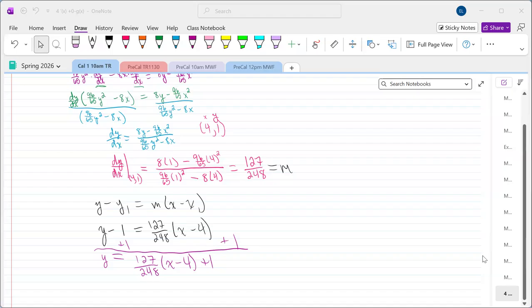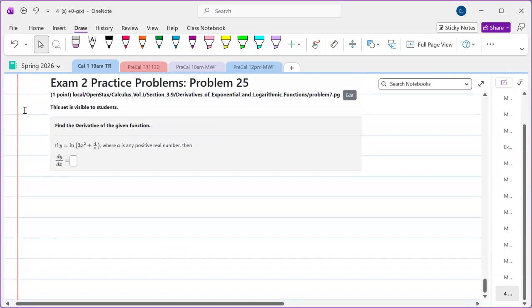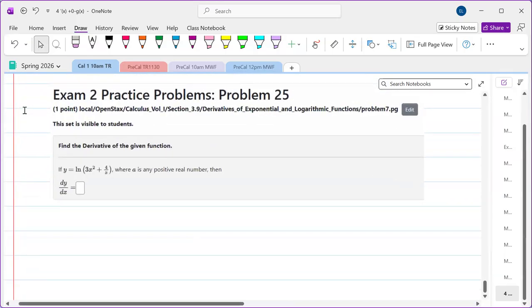All right, but we also had somebody ask for 25, so let's start with 25 because that's also a chain rule. It was 25, right? Yeah. All right, I have no idea why it says where A is any positive real number. Because there's no A.